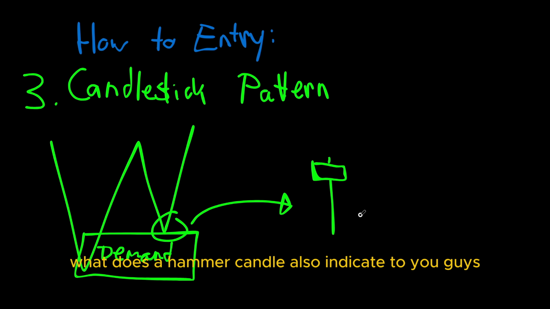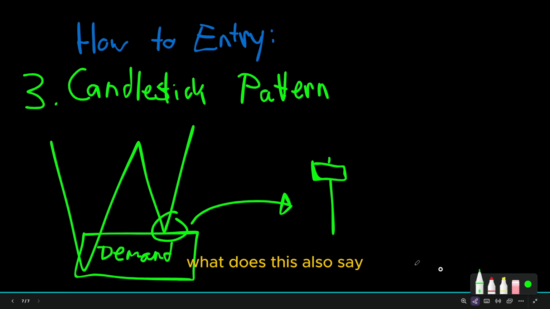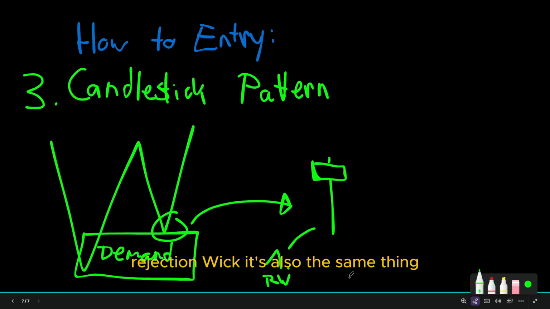What does a hammer candle also indicate to you guys? Just look at this candlestick for a second. What does this also say? It's also, of course, a strong entry type 1, rejection wick, right? Rejection wick. It's also the same thing.